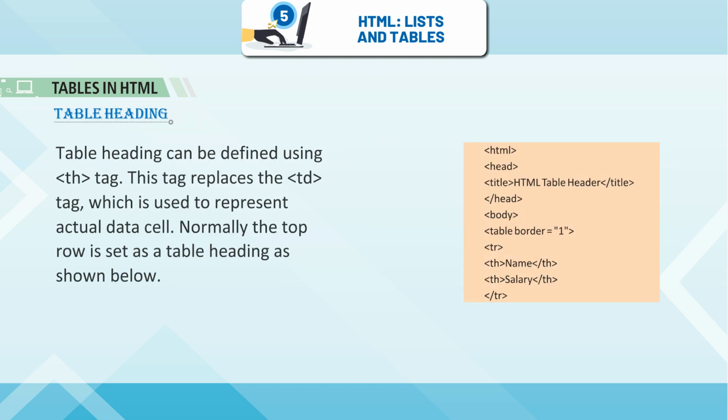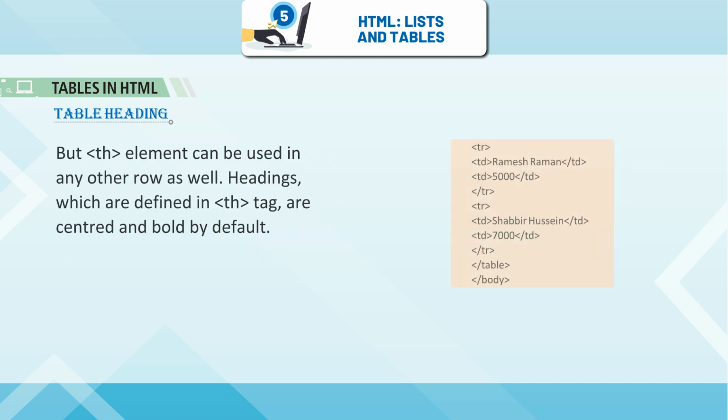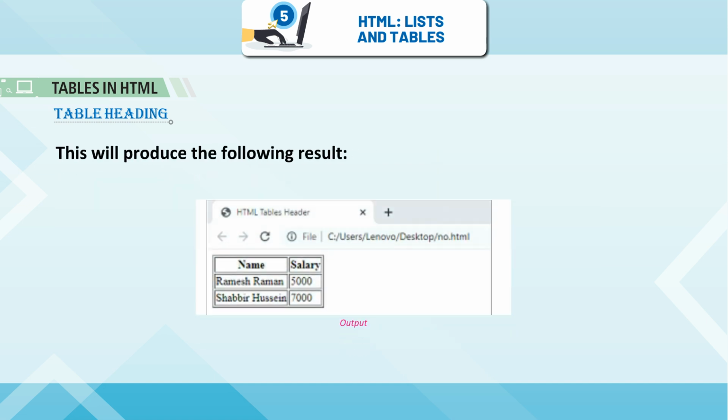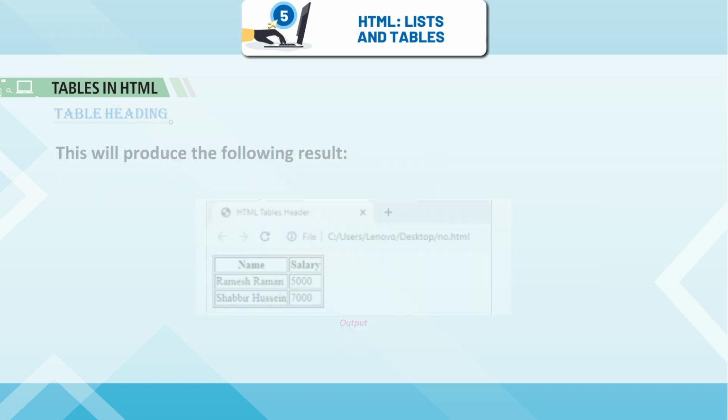Table heading. Table heading can be defined using the TH tag. This tag replaces the TD tag, which is used to represent an actual data cell. Normally the top row is set as a table heading as shown below, but the TH element can be used in any other row as well. Headings which are defined in the TH tag are centered and bold by default. This will produce the following result.